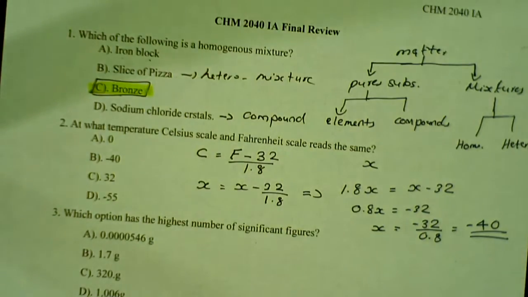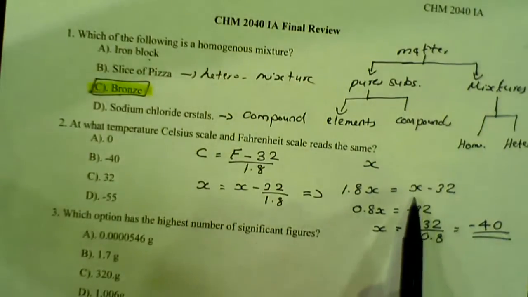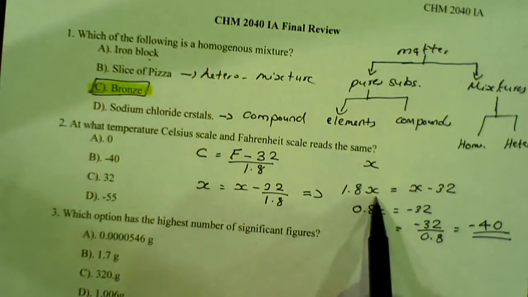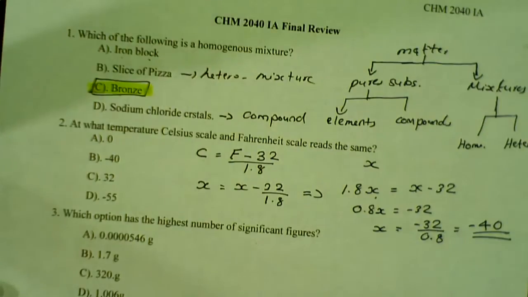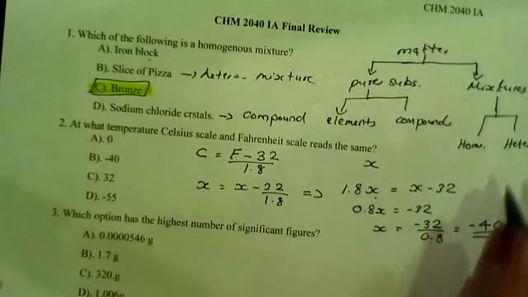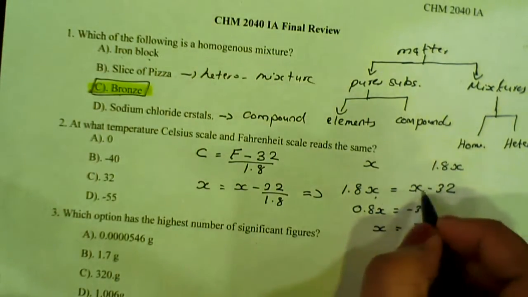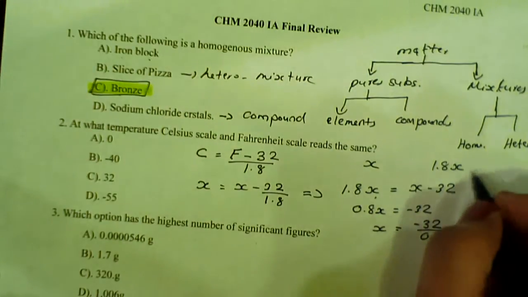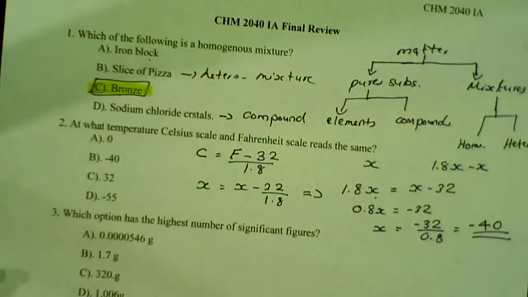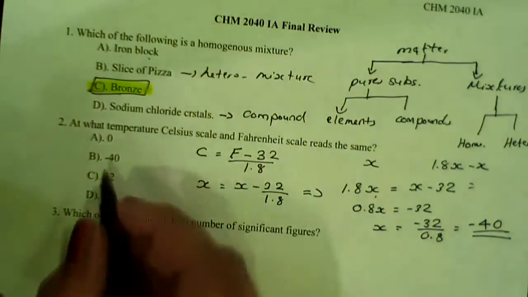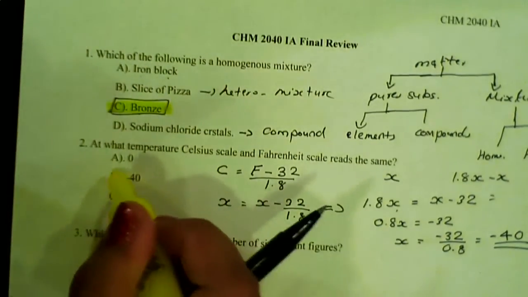Where does the 0.8 come from? I brought this x to this side, so 1.8 minus the 1. You have 1.8x and you have to get rid of this x from this side, so minus this x, and do the same thing on the other side of the equation. That way you will end up with 0.8x, okay? So our answer will be negative 40.